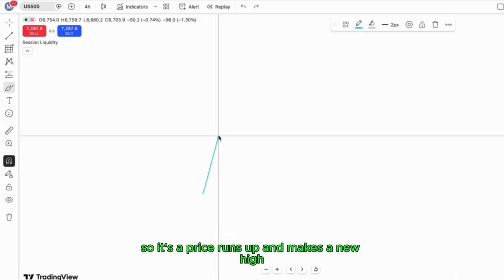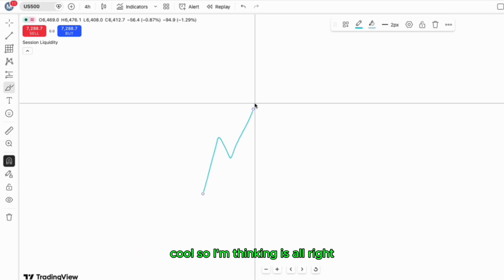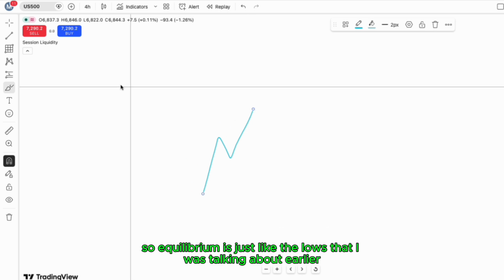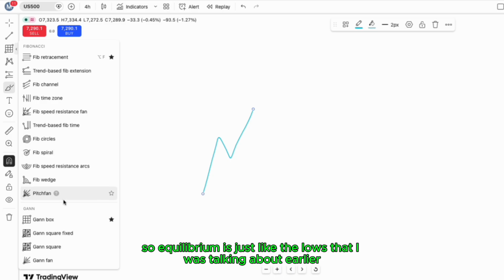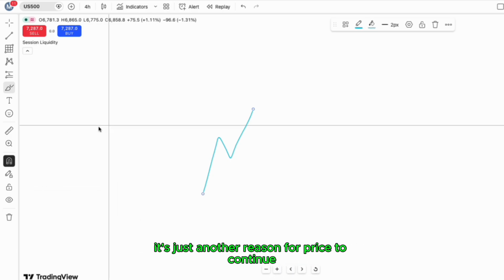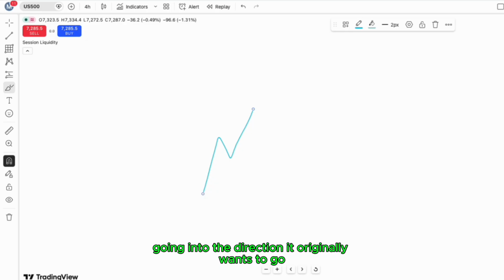So let's say price runs up and makes a new high. Cool. So what I'm thinking is, all right, if this trend is actually strong, where would price realistically want to pull back before continuing? So equilibrium is just like the lows that I was talking about earlier. It's just like liquidity sweeps. It's just another reason for price to continue going into the direction it originally wants to go.